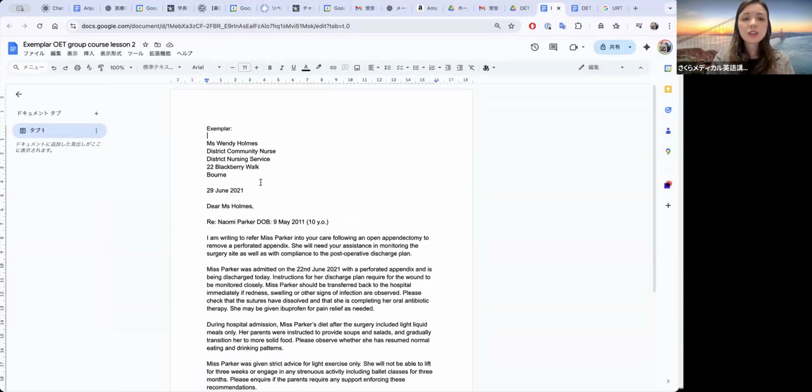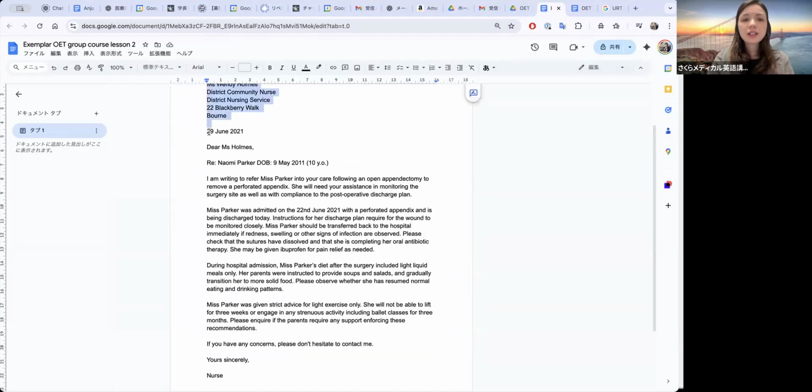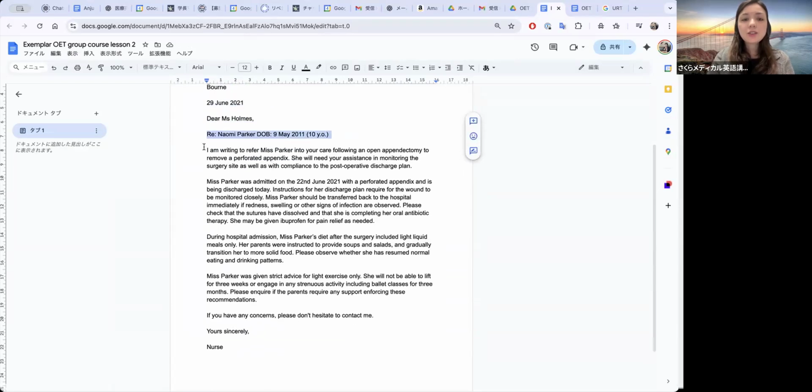So you're going to have your address here. You're going to have the date. You're going to have who it's for. You're going to have regarding who it is. This first paragraph is called the purpose paragraph. Okay, so it's very important that the purpose of the letter is very apparent in this first paragraph.